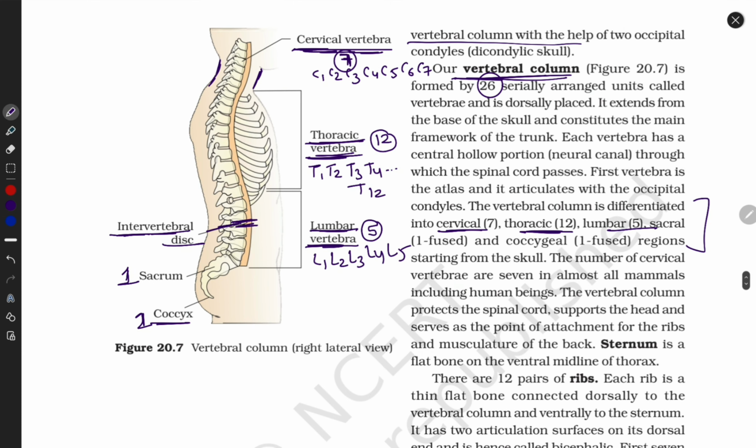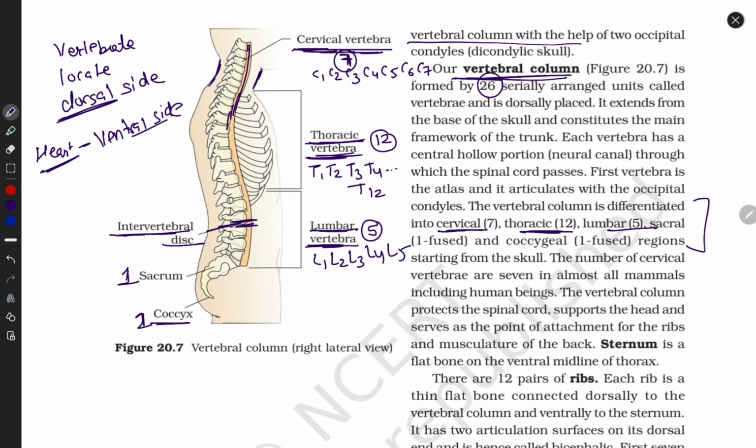Where is our vertebral column present? In vertebrates, it is located on the dorsal side. What is the dorsal side and what is the ventral side? The side where our spinal cord is present is the dorsal side, and the side where our heart is situated we call the ventral side. Now it's clear. So these are our vertebral column, and it is dorsally placed.